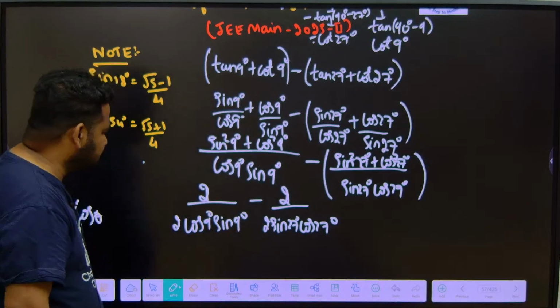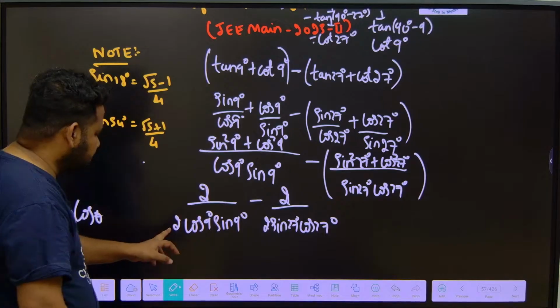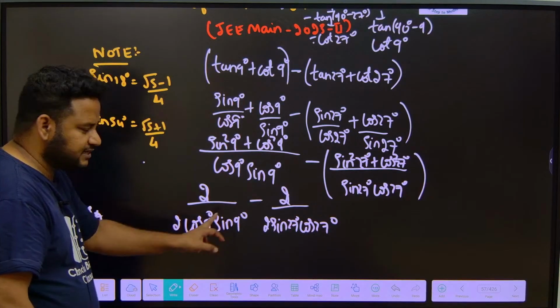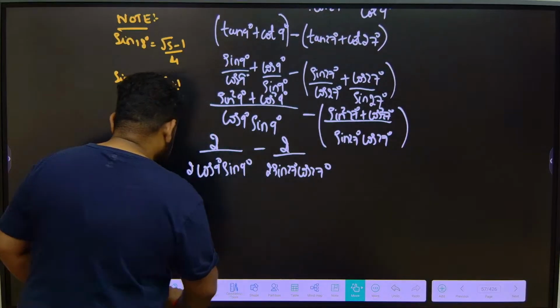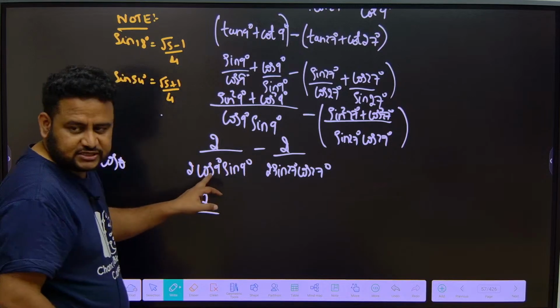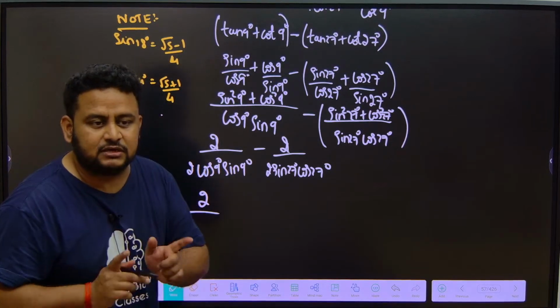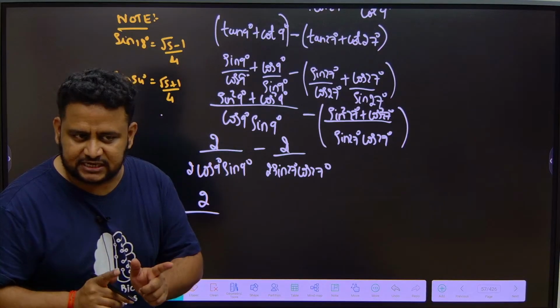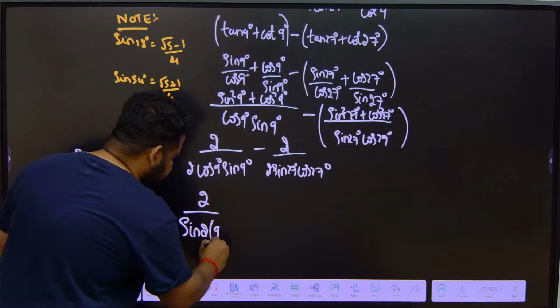So this will become what? Here 2 is there, here also 2 is there. So what will this become? 2 cos 9 degree sin 9 degree will become what? Focus here. This will become 2 by 2 sin theta cos theta, which is sin 2 theta. So this will become sin 2 into 9, which is 18 degree. I will write it one more step: sin 2 into 9 degree.